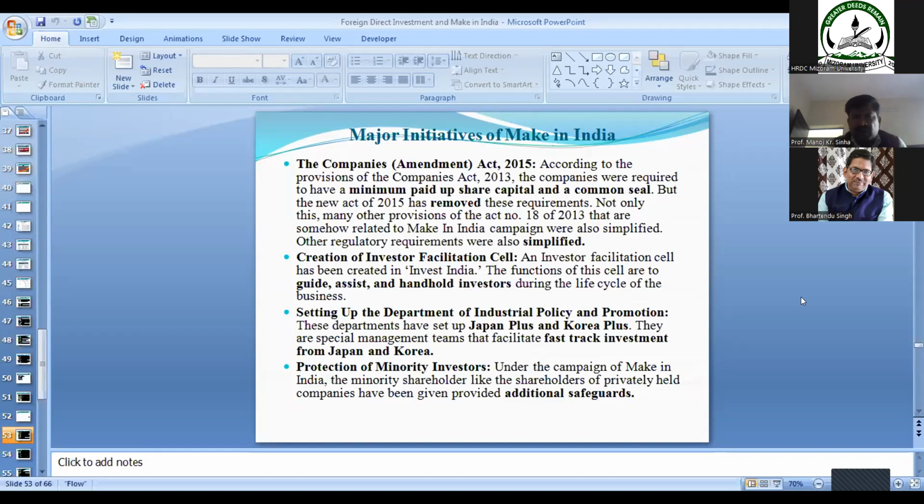Setting up the Department of Industrial Policy and Promotion. Under this, Japan Plus and Korea Plus have been set up for the purpose of attracting fast-track FDI from Japan and Korea. Protection of minority shareholders is also offered under Make in India. This is an additional safeguard to minority shareholders or investors.